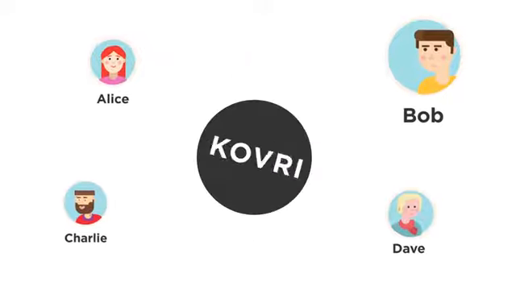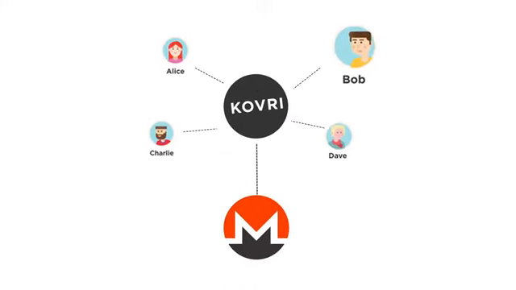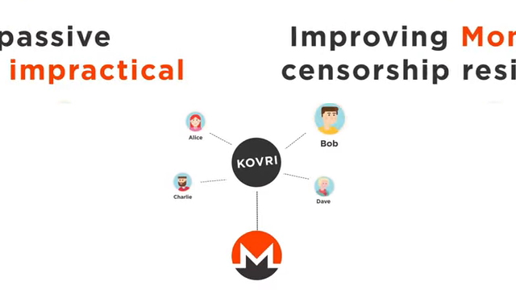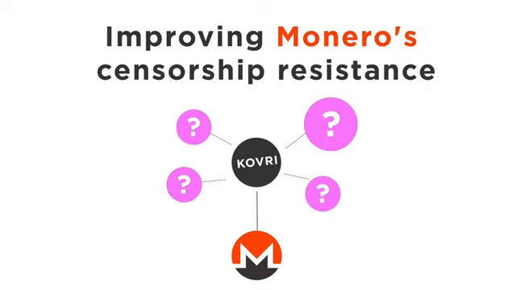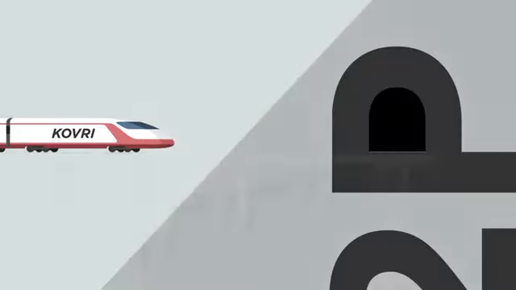They could use Kovri. If they exclusively use Kovri to connect to the Monero network, no one will know their IP address, making passive surveillance impractical, while substantially improving Monero's censorship resistance. As you can see, Kovri is software that allows users to send transactions more privately than ever before. Let's next go over some technical details to have a better understanding of how Kovri works under the hood.